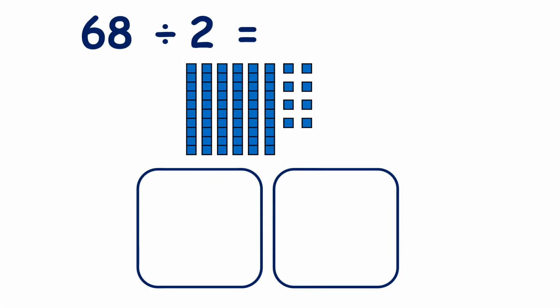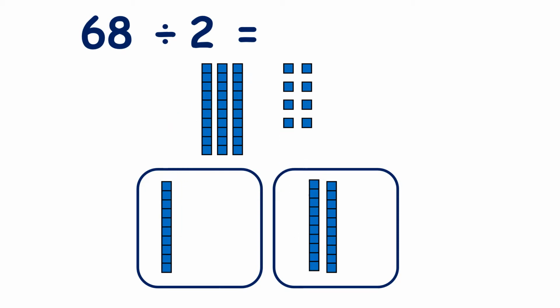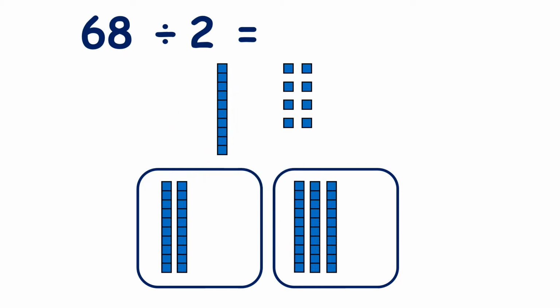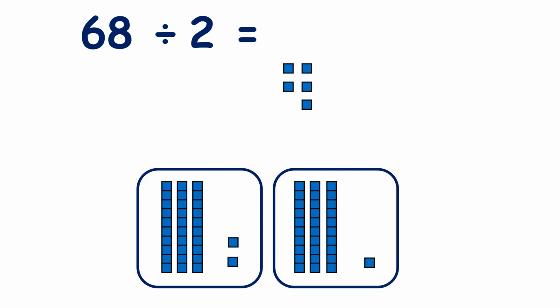We have 68 divided by 2. So we have 6 tens and 8 units, and we want to divide that into 2 groups. So we can start by dividing our tens, and 6 tens divided into 2 groups gives us 3 tens in each group. Now we can share out our units.